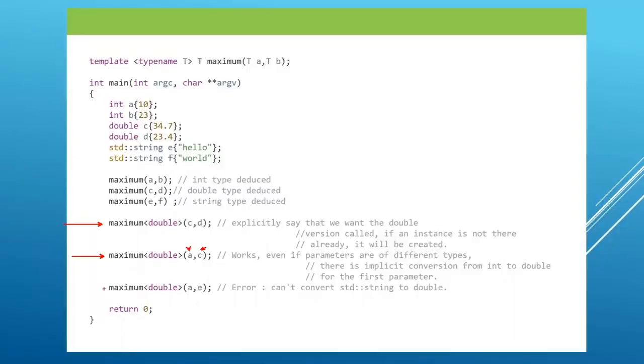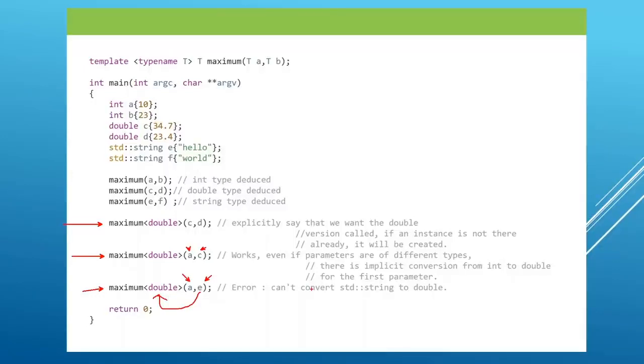So if you look here, for example, this is the example for that. We are passing in A and E, and A is int and E is an std string. We cannot do an implicit conversion from std string to double, so this is going to give us a compiler error. And this is really all template type deduction and explicit arguments are about. We can use these things to really make our code easier.